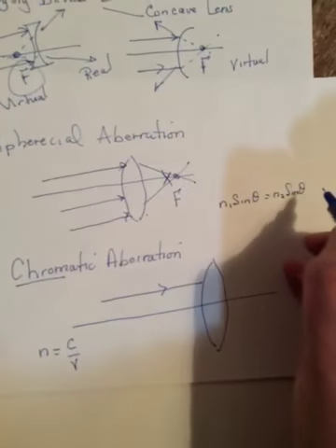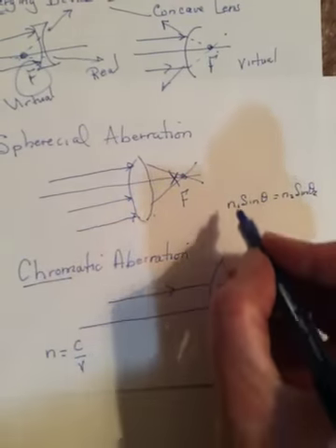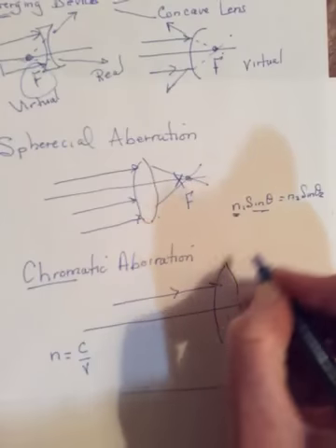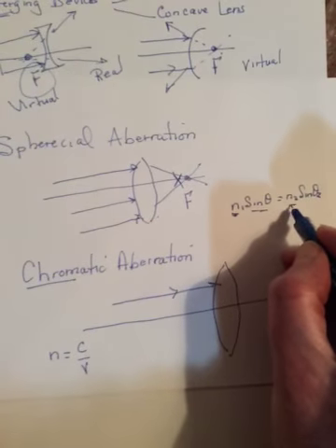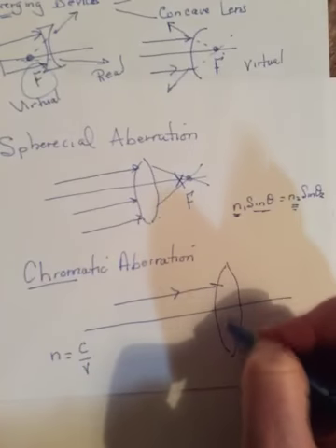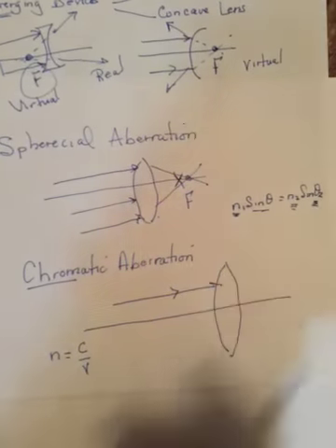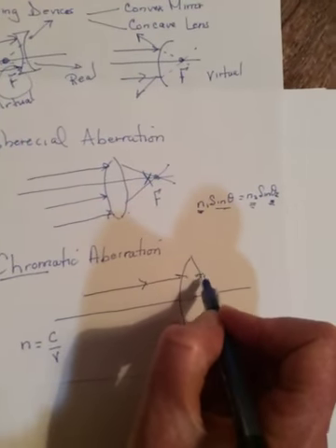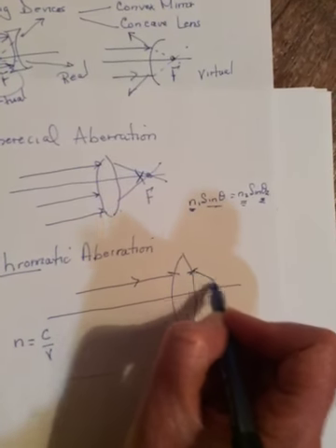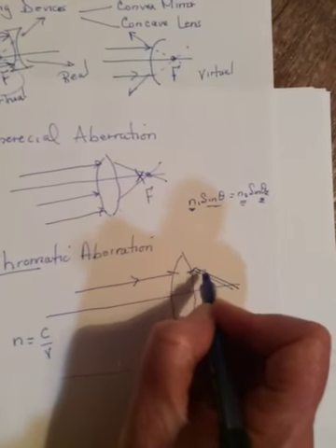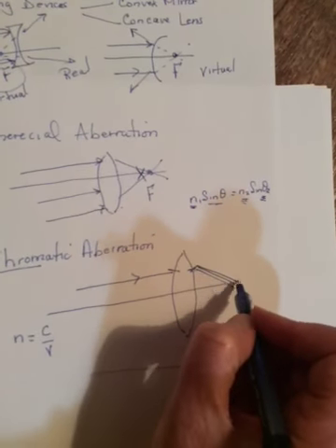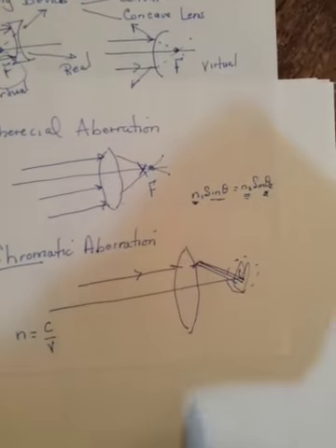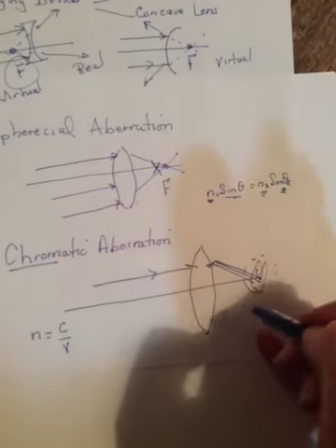N1 sine theta 1 is equal to N2 sine theta 2. So they all have the same N1 in air. They all hit the surface at the same angle of incidence, but if they all have a different N2 inside the lens, then they're all going to have a different theta 2. And so what that means is that when the light comes out of the lens, it can come out with all the different colors not at the same spot. And so when you get your image here, it's going to have like a fringe of color around it. Okay? And that's what chromatic aberration is.